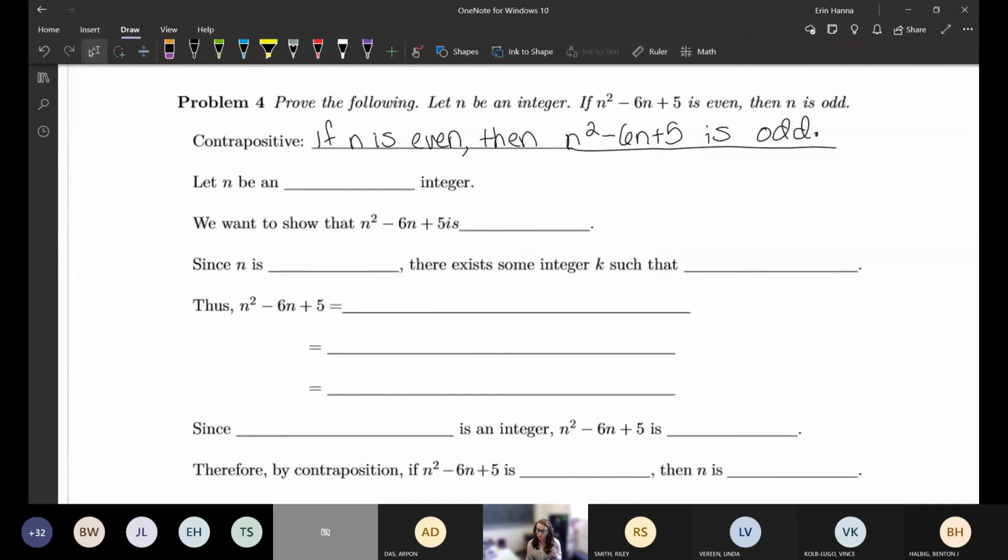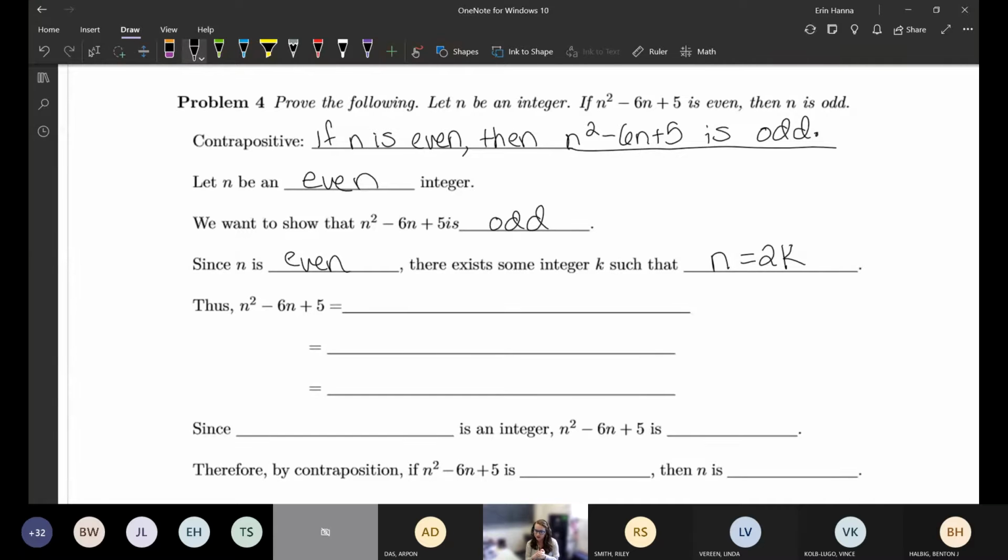So let n be a what? Well, it's going to be an even integer for this. So let n be an even integer. What do we want to show? We want to show that n squared minus 6n plus 5 is odd. So getting into the meat and potatoes of the proof, since n is what? It's even. Since n is even, there exists some integer k such that what? Well, the definition of even tells us that n must be equal to 2 times k for some integer k.